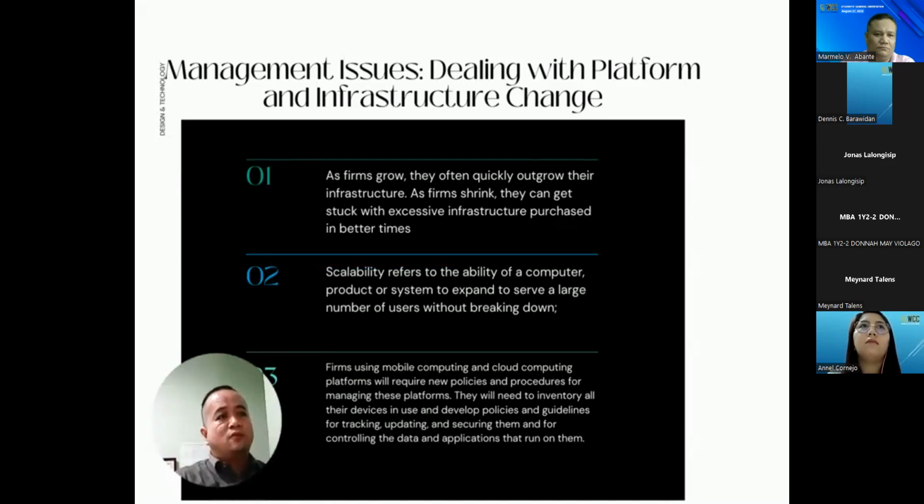Firms using mobile computing and cloud computing platforms will require new policies and procedures for managing these platforms. They will need to inventory all their devices in use and develop policies and guidelines for tracking, updating, and securing them, and for controlling the data and applications that run on them.